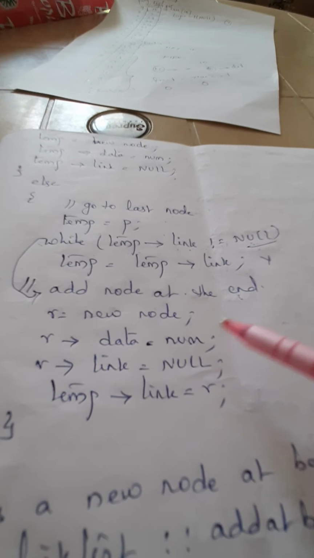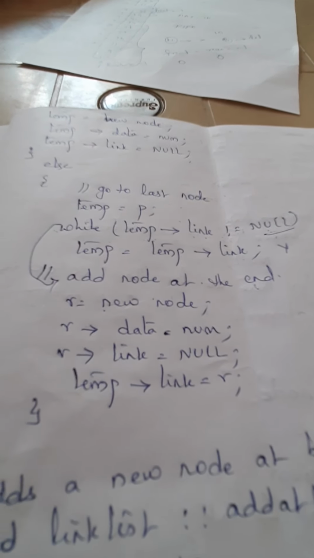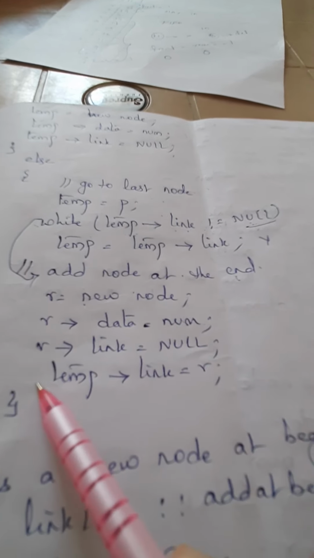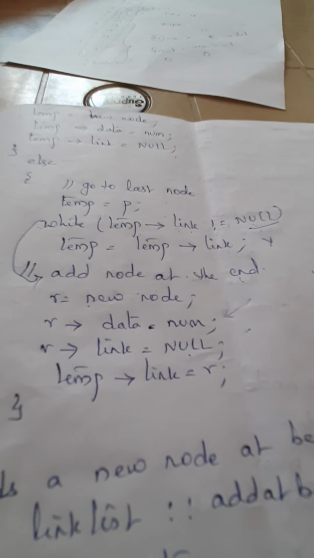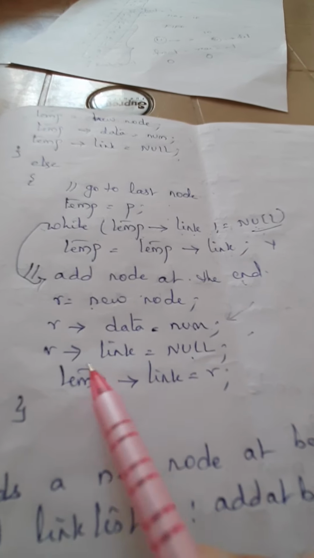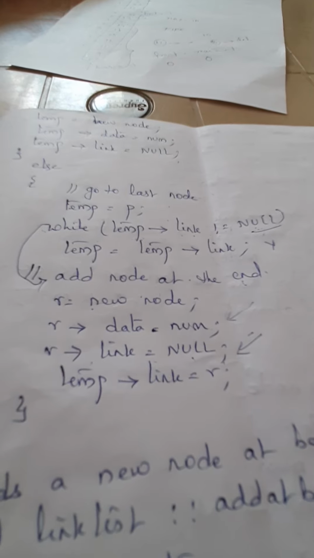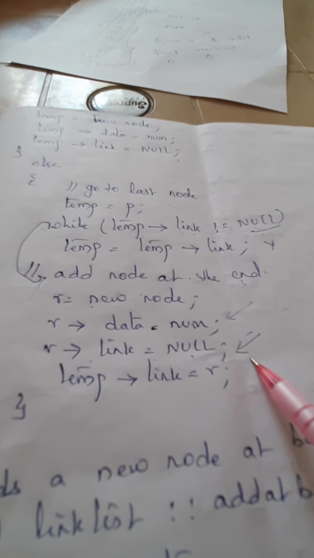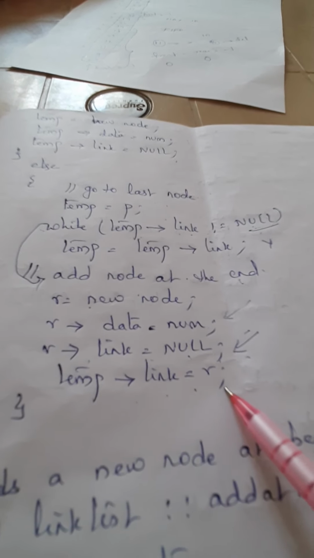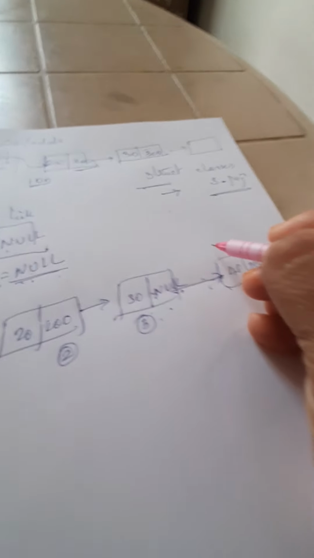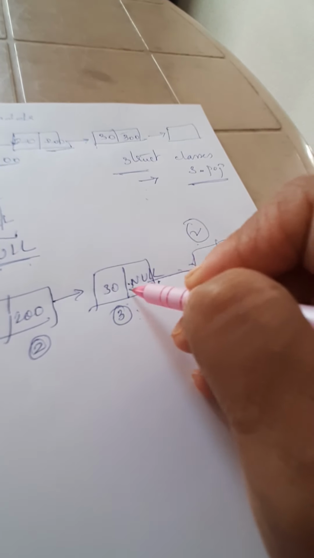Now see here, when you add a new node, r is the new variable that is going to create a new node. R is equal to new node. R of data is equal to number. Whatever number you have to initialize, that number is passed as a parameter to the data. R of link is equal to null, because since it is the last node that is being added, the link part should be initialized with null, and temp of link should be initialized with R. Means the address of R. Now here this will be our node R.